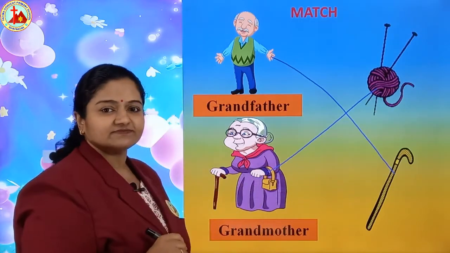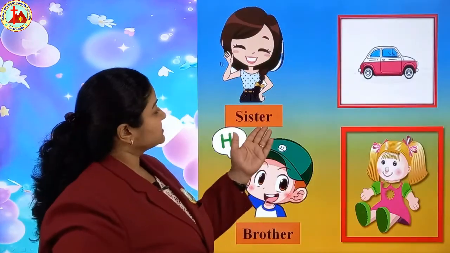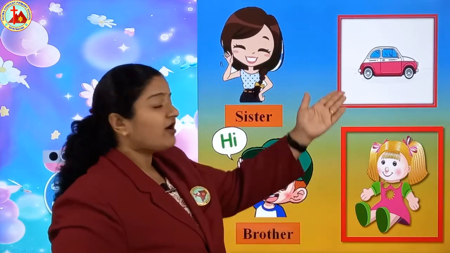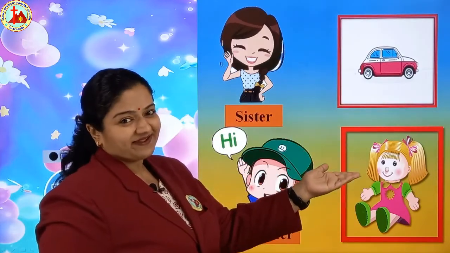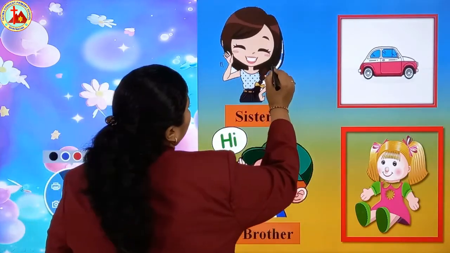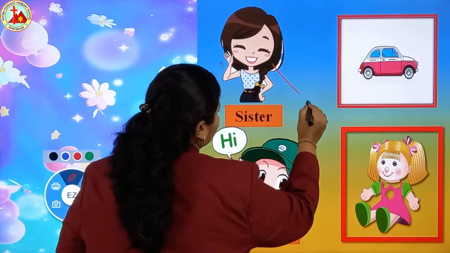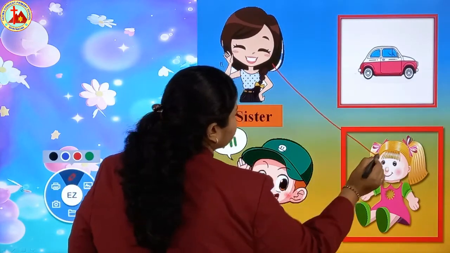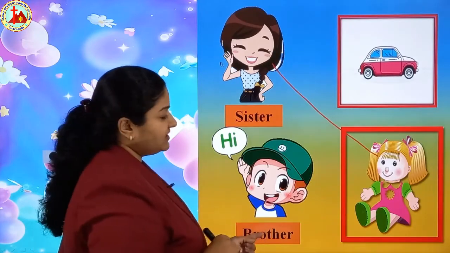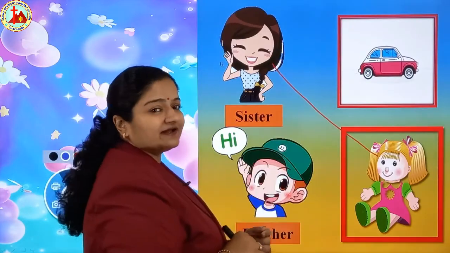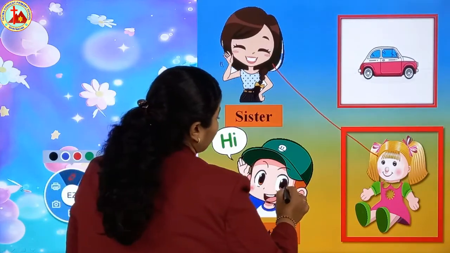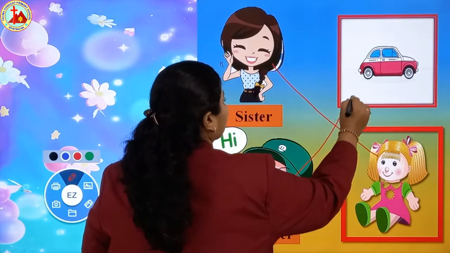Yes, children. Now this is your sister. Now your sister will play with a doll or car. Come on, tell me. Yes, girls like dolls. So girls always play with the Barbie doll. So match with the doll. Now this is your brother. Brother will play with a doll or car. Boys like to play with cars. Yes, so match your brother with car.